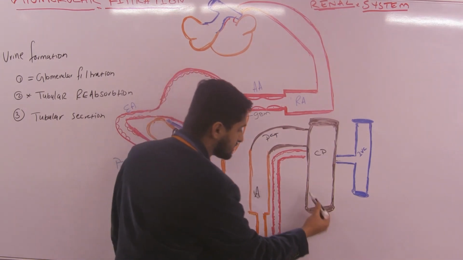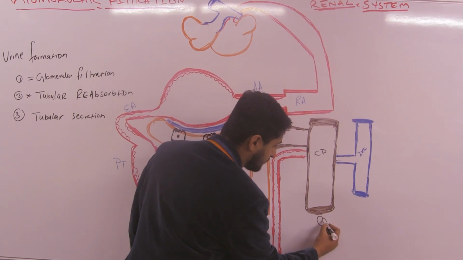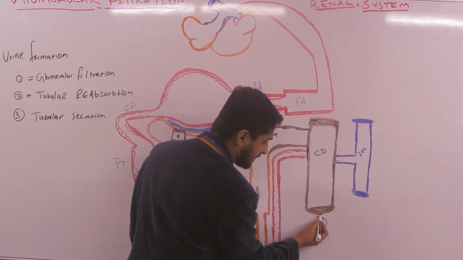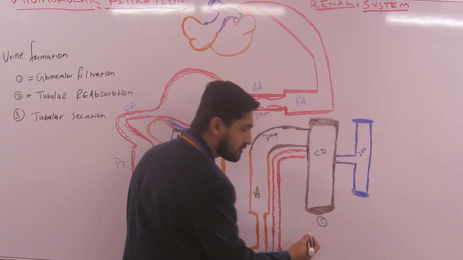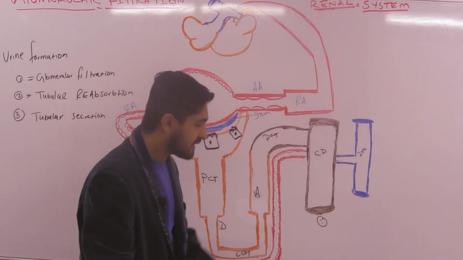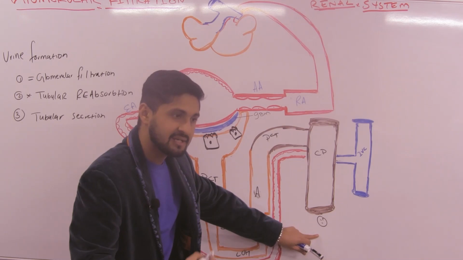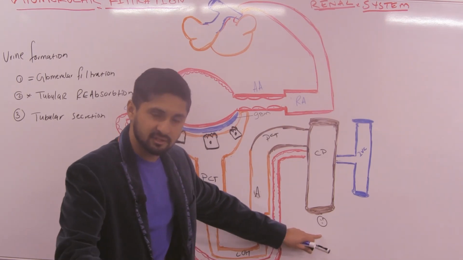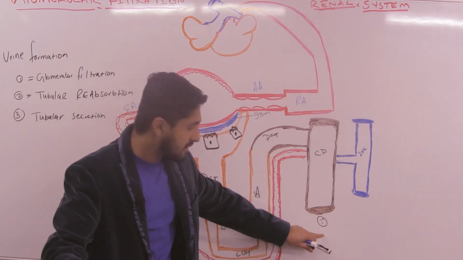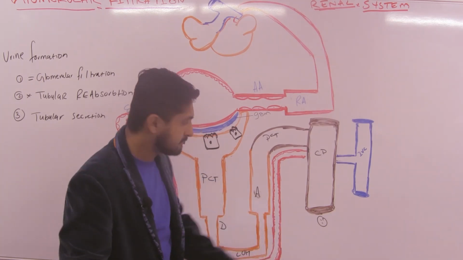And then later, what comes out here is the urine, okay? From here, the urine will drain into something called the renal papillae. Then after that, it will go into the minor calyx, then the major calyx, then the renal pelvis. Then from the renal pelvis, it's going to go to the ureter, and then to the bladder and urethra, and then it will come out, right? That's usually how it happens.